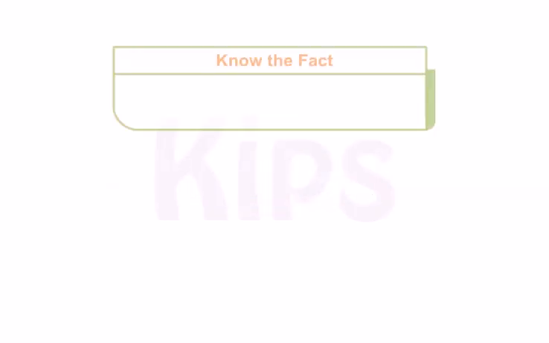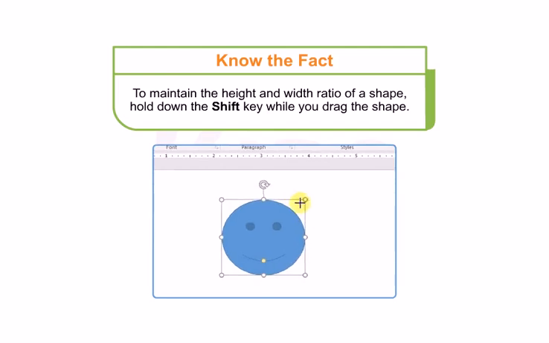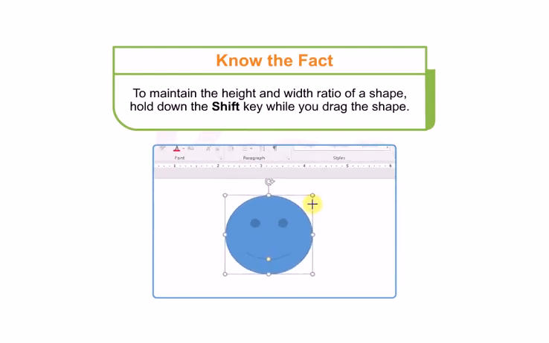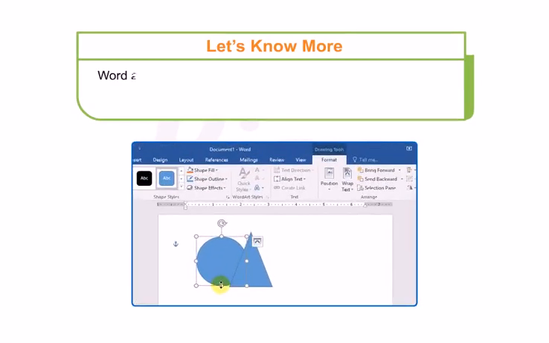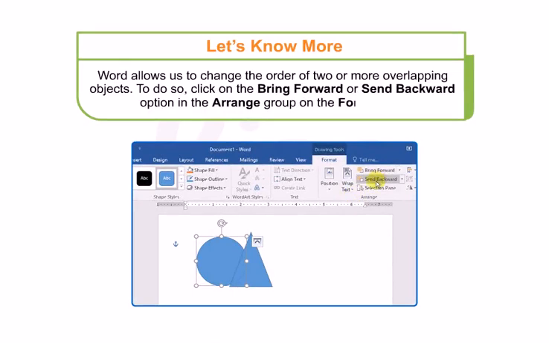Let me tell you that to maintain the height and width ratio of a shape, hold down the Shift key while you drag the shape. Also note the fact that Word allows us to change the order of two or more overlapping objects. To do so, click on the Bring Forward or Send Backward option in the Arrange group on the Format tab.